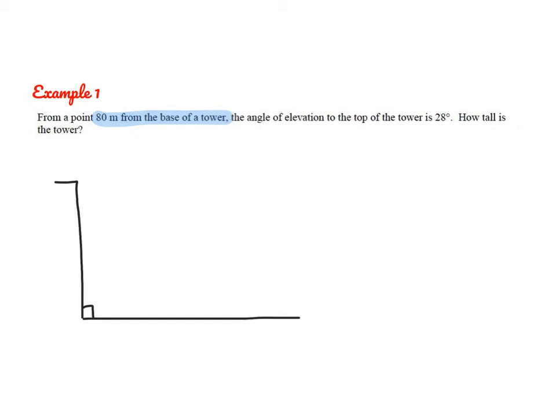So it says from a point 80 meters from the base. Here's the base, so let's imagine there's some point over here where this distance is 80 meters. So from this point, it says the angle of elevation to the top of the tower is 28 degrees. So from this point to here will be how our angle is formed. So go ahead and draw that in. And that angle of elevation, so remember this angle of elevation is from a horizontal going up. So this angle of elevation is 28 degrees.